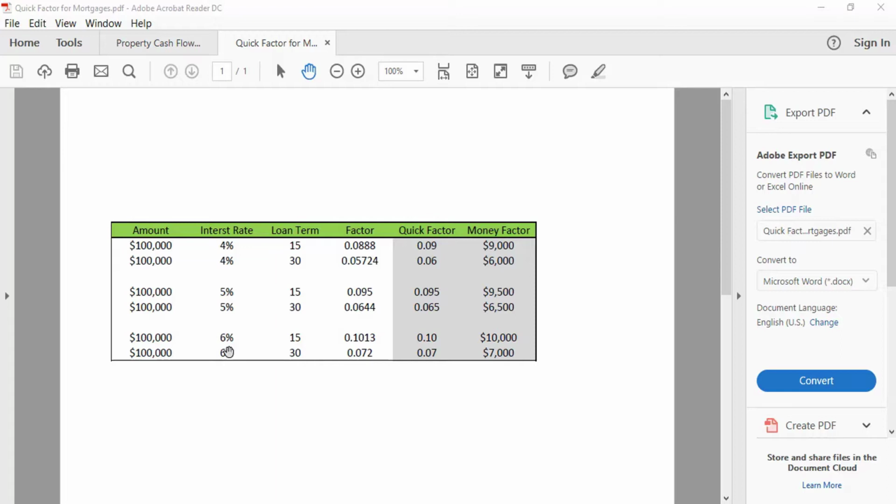So that's just a quick video today. These are quick factors. Right now with interest rates for 30 years being around 4%, you can just think of this quick factor here, 0.057 times whatever your mortgage amount is, or if you want to round that up to 0.06 for simple math. So for every $100,000 I take out in a mortgage, I'm going to pay about $6,000 a year.